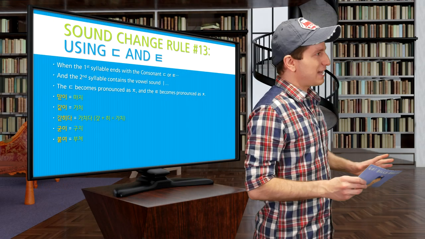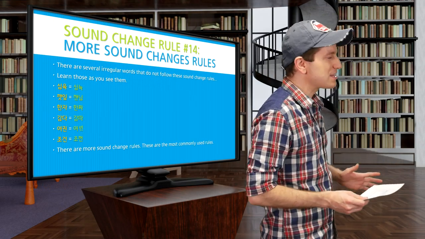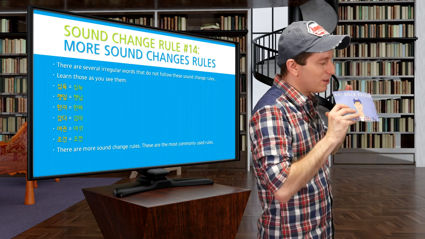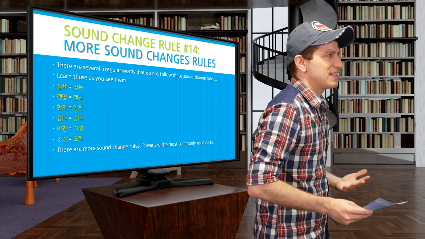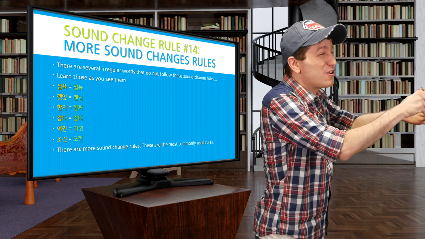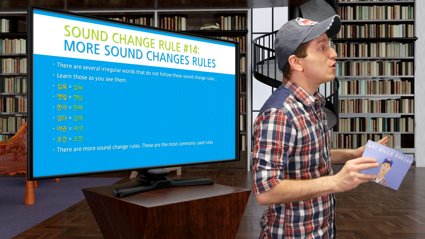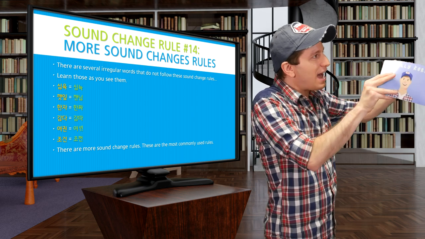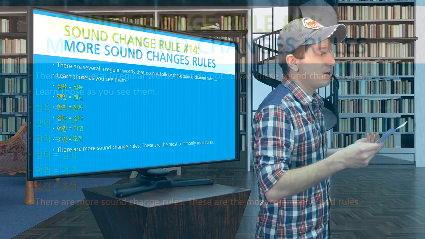And finally, our last sound change rule is, well, we're not learning any more sound change rules for this course. These are all of the commonly used sound change rules that you will ever see. There are a few words, however, that are irregulars, that don't follow these rules, or maybe they have their own specific sound change rules that are only in a few words. And just learn those words as you see them. You don't need to learn every single reason why every word is pronounced the way that it is. Here are a few examples that you might also see, though.